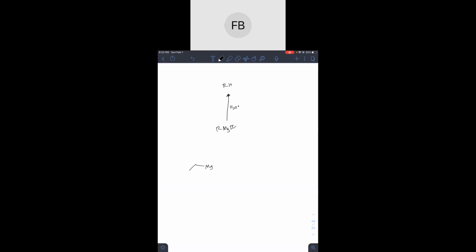So let's say we had MgBr attached to an ethyl. Once I add that with H3O plus, a hydrogen goes and attacks this, and that MgBr will be able to come off. So we simply get an ethyl, or CH3CH3. Before, we had CH3CH2MgBr, but now it's grabbed one more hydrogen to this position, so we get CH3CH3. While I'm going, just let me know if you have any questions. So that's the first thing.